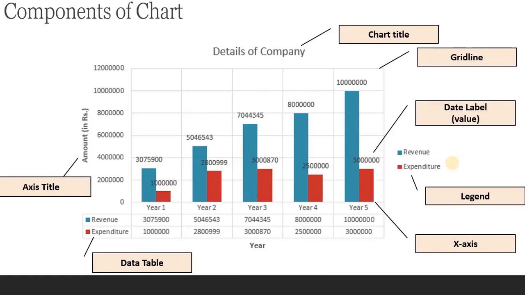Let us now understand the different components of the chart. Different components of charts are data tables, X-axis, Y-axis, chart title, axis title, chart area, plot area, legend, grid lines, and data label.